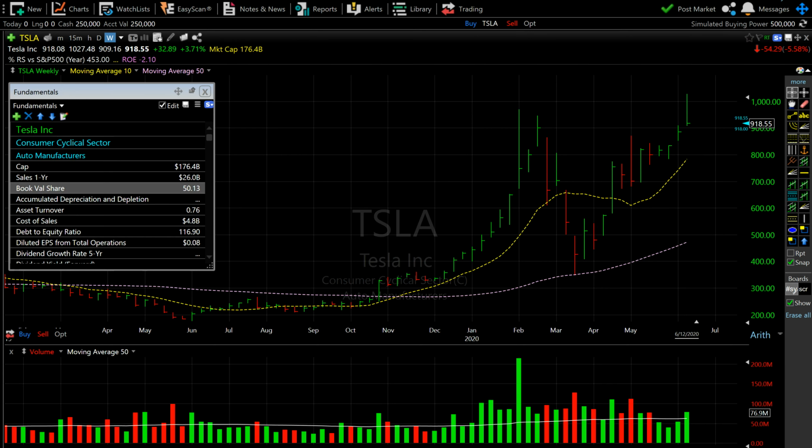So you guys are looking at the Tesla stock chart in a weekly setting, and the two indicators I care about are the 10-week moving average and the 50-week moving average, which is equivalent to the 50-day moving average in a daily setting and the 200-day moving average in a daily setting.